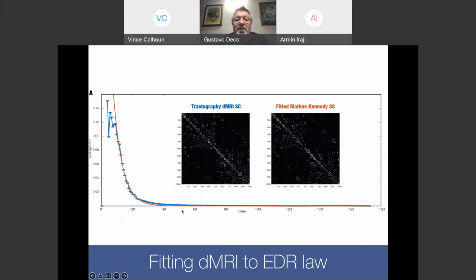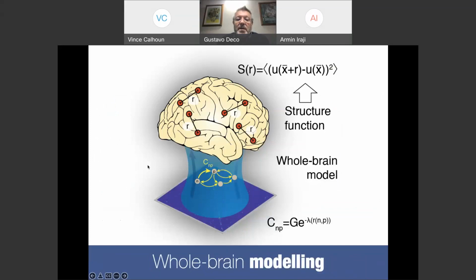And this is reflected here, for example, where here you have a pure exponential distance rule. And this is the average of the structural connectome of the HCP subject. They look extremely similar, which is not a causality because we fitted the exponential rule to those data. So as I said, that is one of the ingredients.